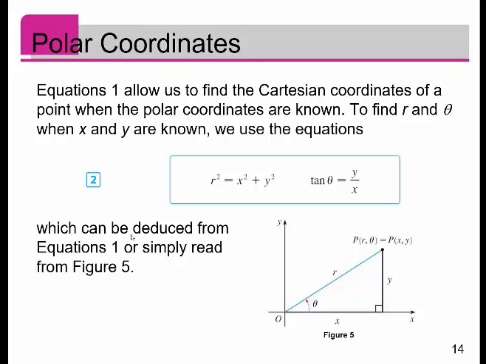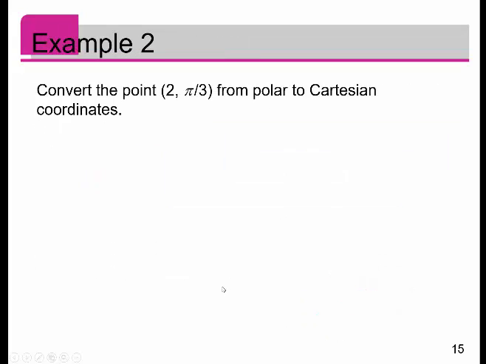So to find r and theta when x and y are known, this is a little different. This is x and y now. You can use r squared is equal to x squared plus y squared. That's just the equation of a circle. And then tangent of theta is equal to y over x, right? Because tangent is opposite over adjacent. All right, so these can be deduced from equation 1 or by simply reading the figure, like if you remember your pre-calculus. All right, so let's do a couple examples.